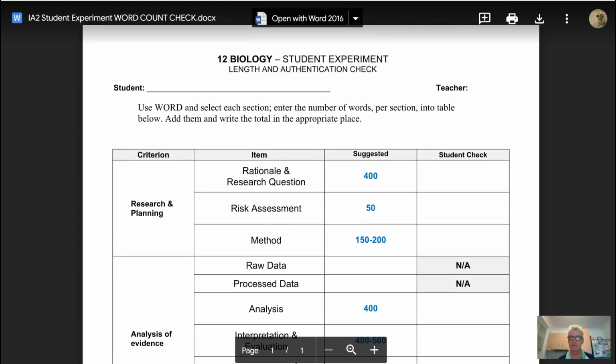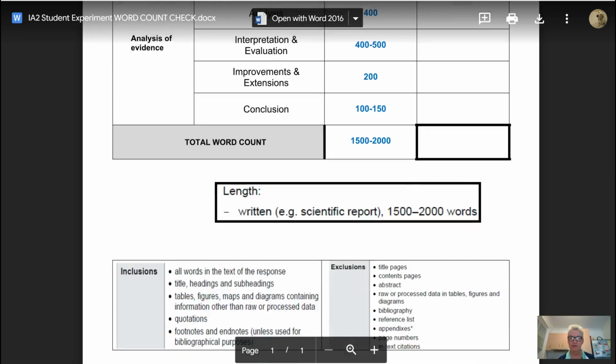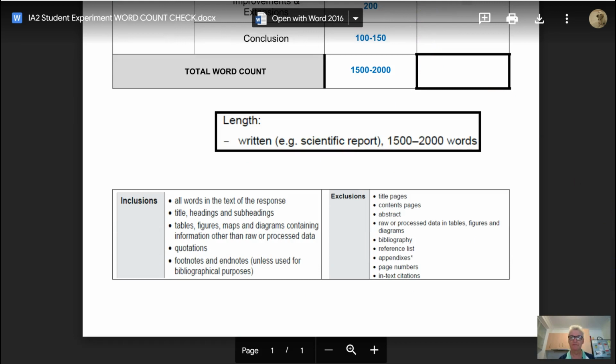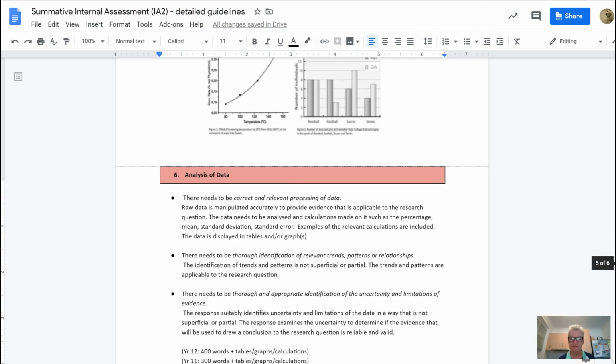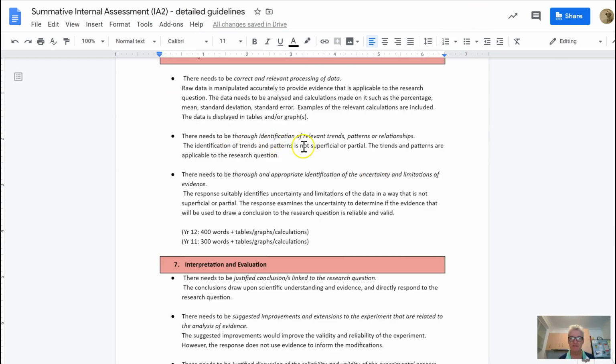If you scroll down to where you come up to this analysis and conclusion, it tells you how many words there should be, so 400. I'll go back to this one. And in here it says analysis of the data. Thoroughly identify the trends or patterns. Make sure that you say whether it's a strong trend, a weak trend, an obvious trend, it's not obvious, or there is no trend, things like that. And then you've got to talk about the uncertainty and limitations of your evidence. That's the data only. We're only talking about the data here in this part.